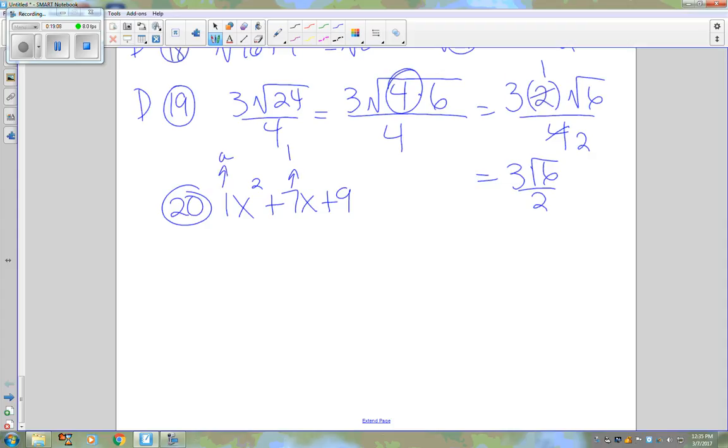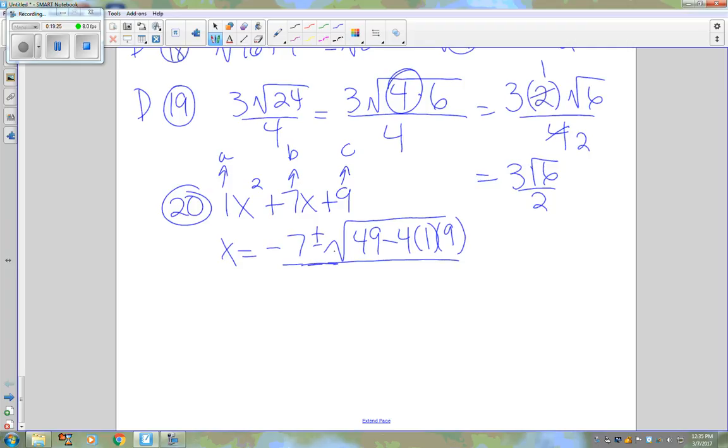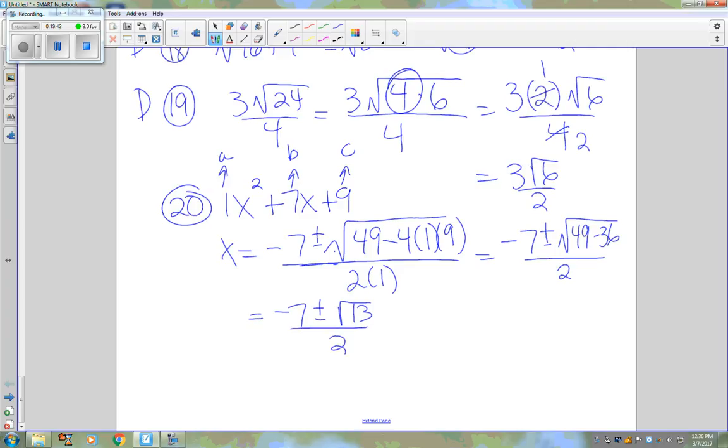Earlier I used the quadratic formula. I didn't point that out because I'm pretty sure you guys know that. So we have the opposite of B, negative 7, plus or minus the square root of B squared is 49, minus 4 times A times C over 2A. So I have negative 7 plus or minus the square root of 49 minus 36 over 2. And 49 minus 36 is 13. Since that's not a perfect square and does not have a perfect square factor, you can leave it like that. But again, the choices are all like that.